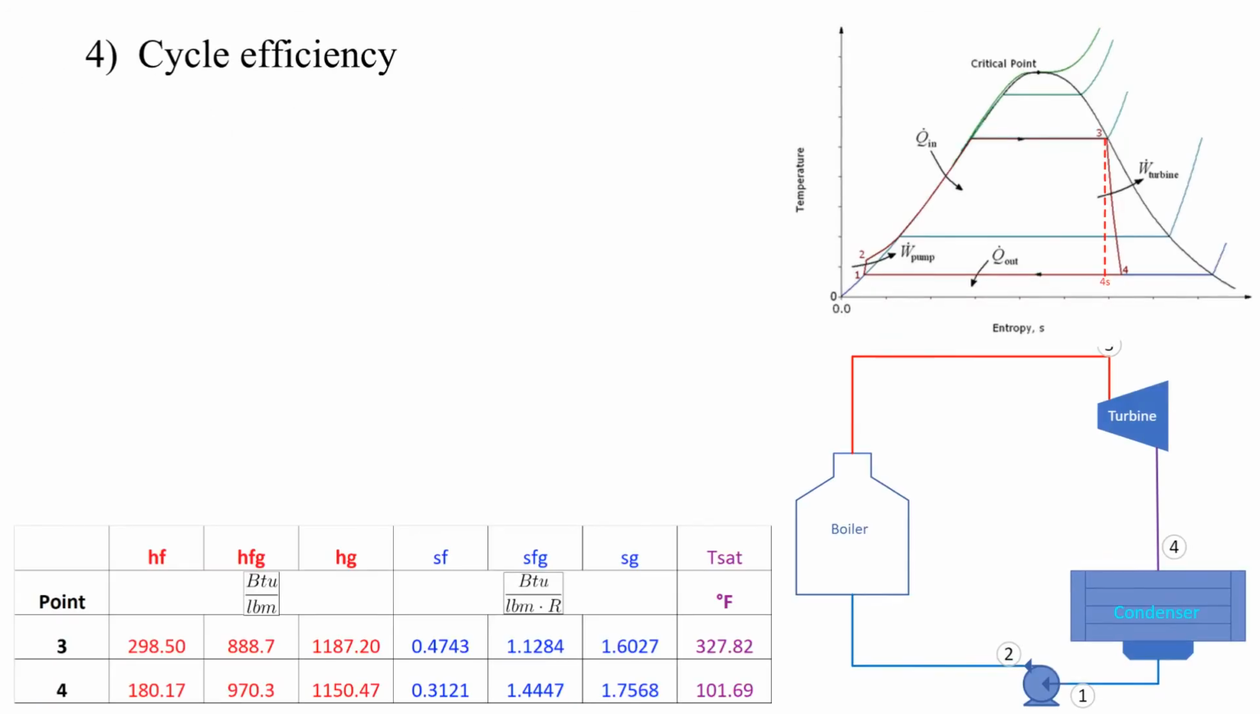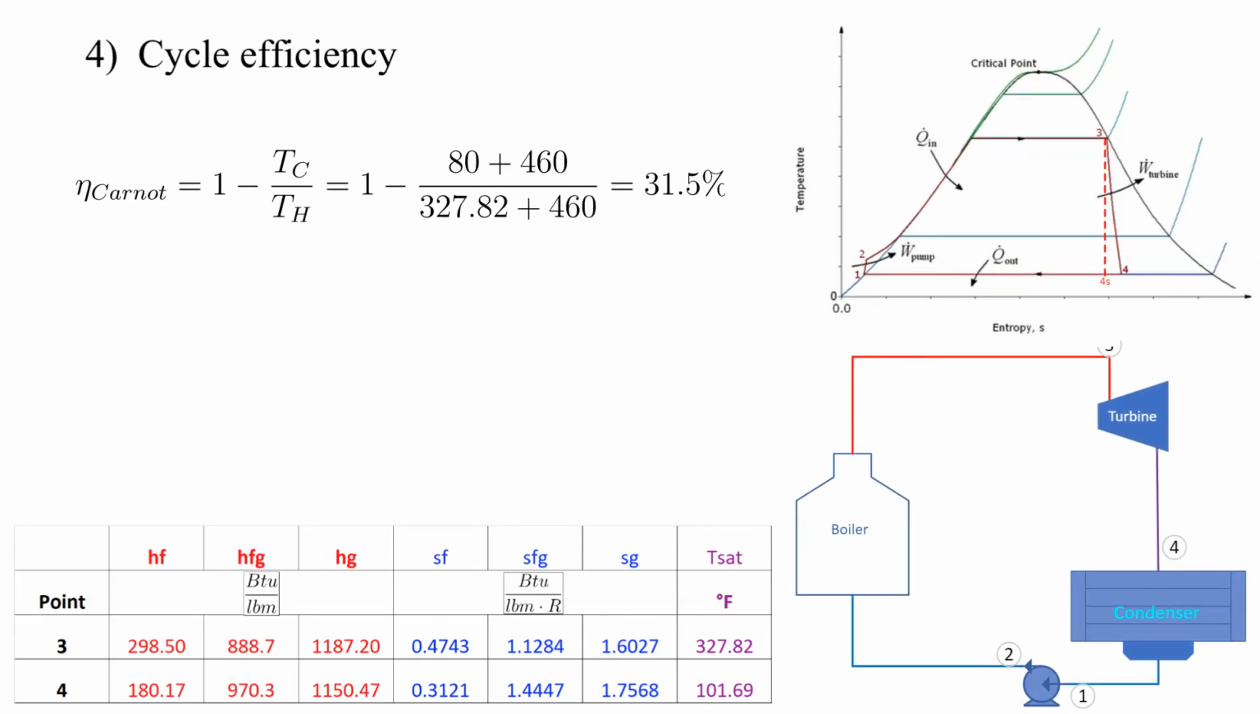Now let's calculate the cycle efficiency. Before we do that, let's go ahead and calculate the Carnot efficiency. We don't know the actual temperature of the cooling water, but we do know that it's less than 80 degrees since the condensate leaves the condenser subcooled to 80 degrees. We'll use that as the best available information. Remember, always use absolute temperature when calculating the Carnot efficiency. The Carnot efficiency comes out to be 31.5%.